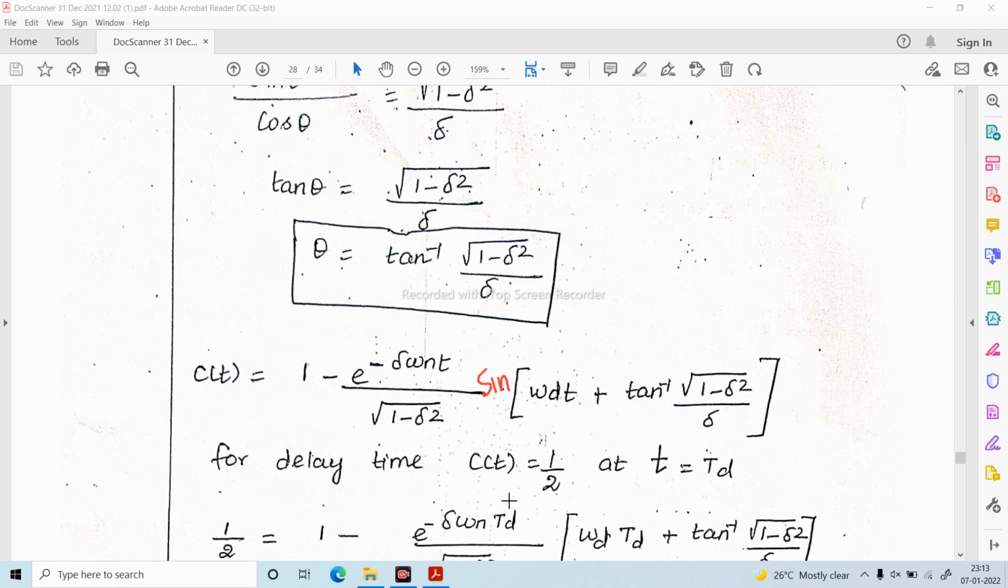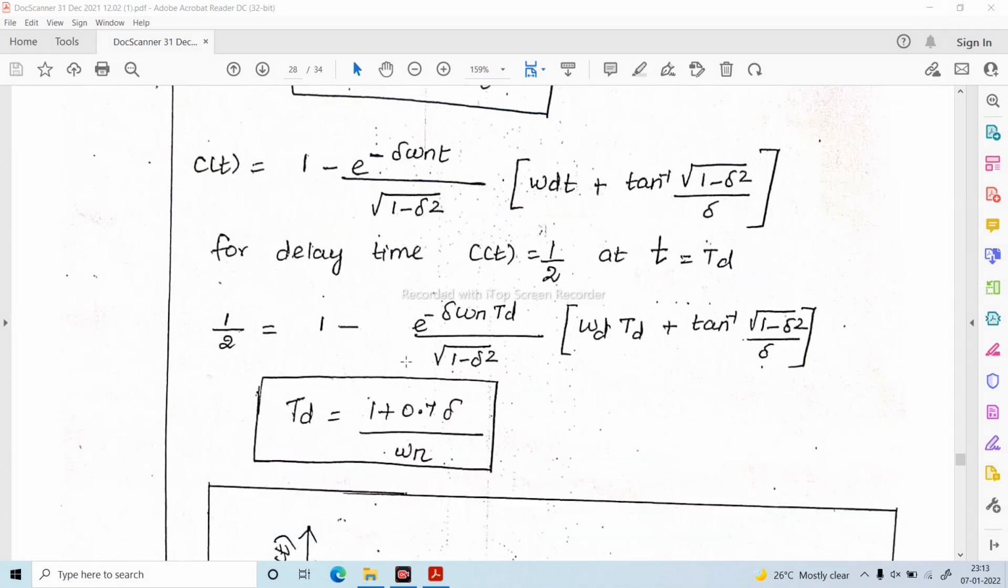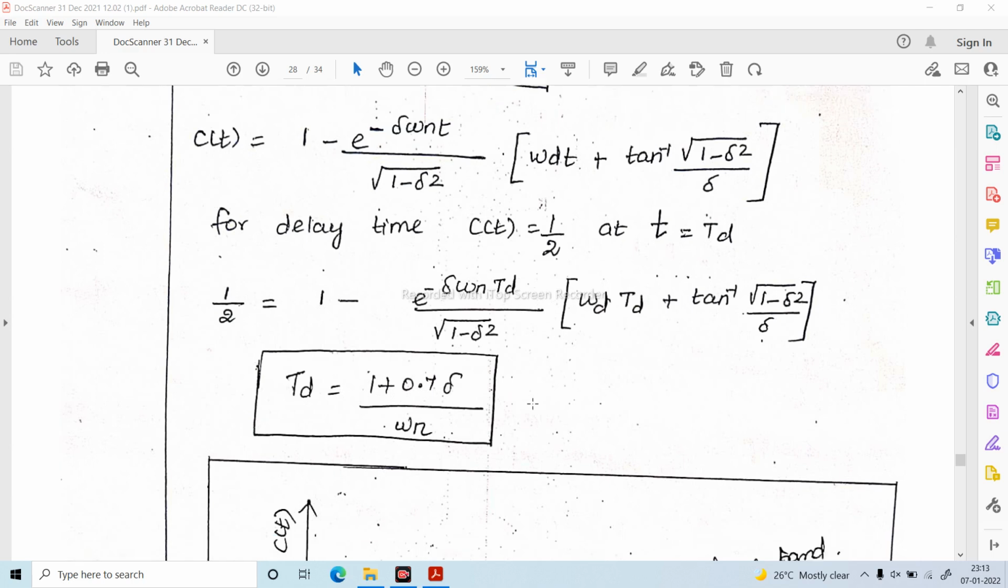For delay time, put C of t equal to 1 by 2 at t equal to td. So half equals 1 minus e power minus delta omega n into td divided by square root of 1 minus delta square, into sine of omega d td plus tan inverse square root of 1 minus delta square divided by delta. After a number of calculations, we get the final answer: td is 1 plus 0.7 delta divided by omega n. This is the answer for delay time.